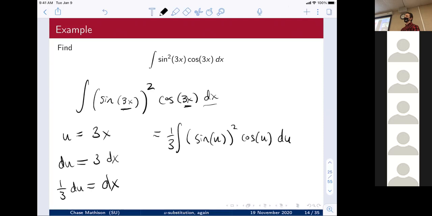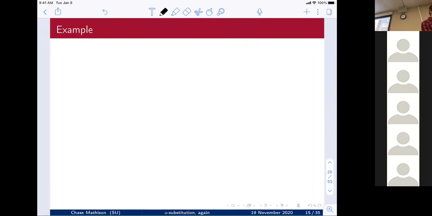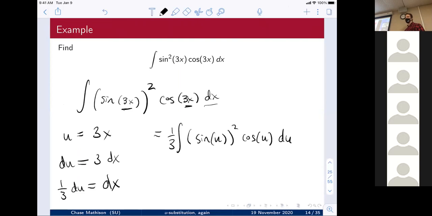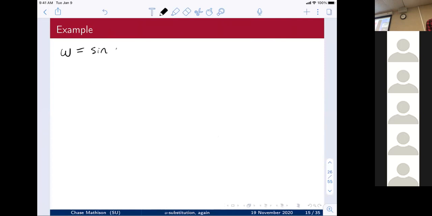Now instead of using u, I'm going to use another letter because it's already in terms of u. So I'm doing a second substitution, and to be cute, I'm going to make a w substitution. What's the inside function happening here? Sine of u. Sine of u is being raised to the second, that's one function inside of another function. So I'm going to call w sine of u. And what is dw? Perfect. Cosine of u du.